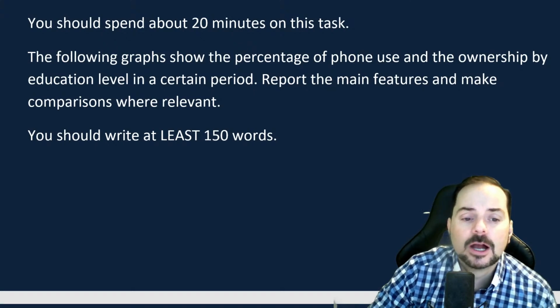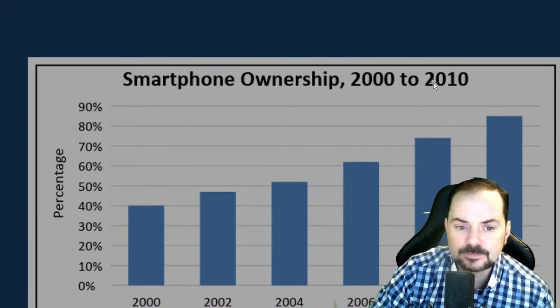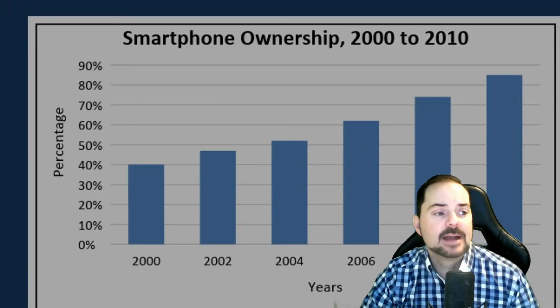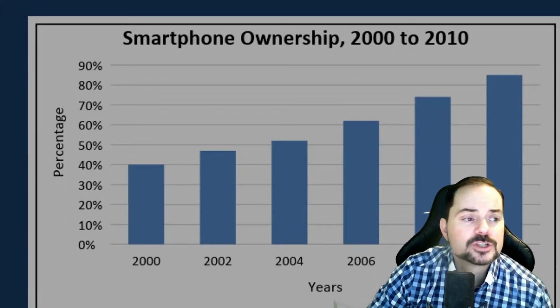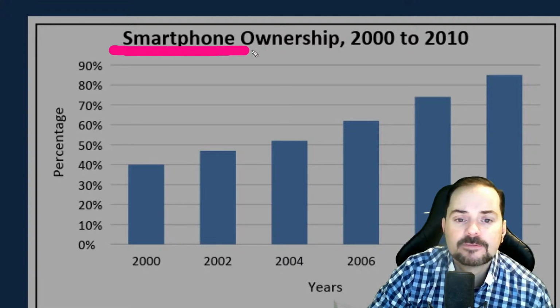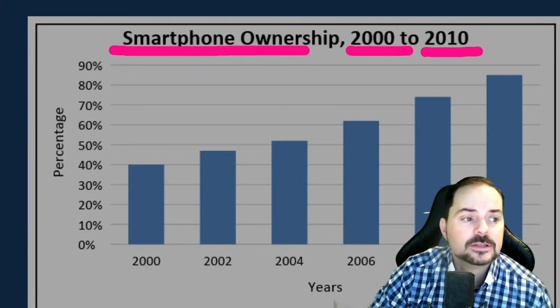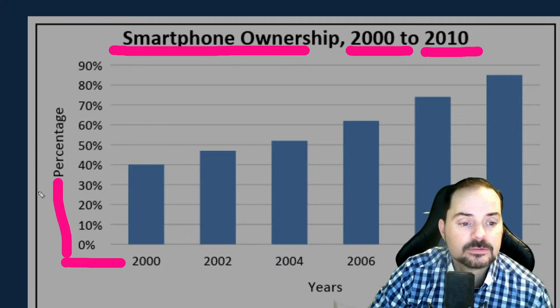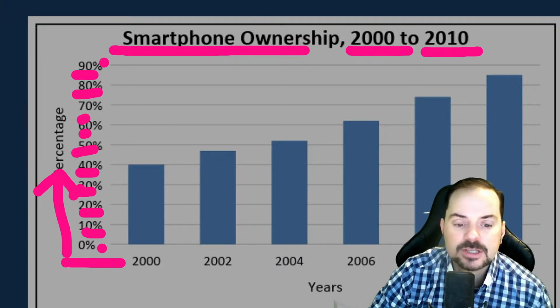Okay, so here we have our first graph. And our first graph here says smartphone ownership 2000 to 2010. So we've got our percentage here on the y-axis, right? And it goes from 0 all the way to 90 with intervals of 10%.